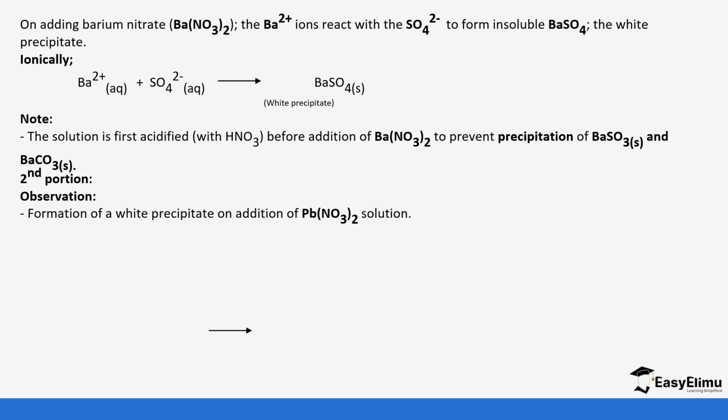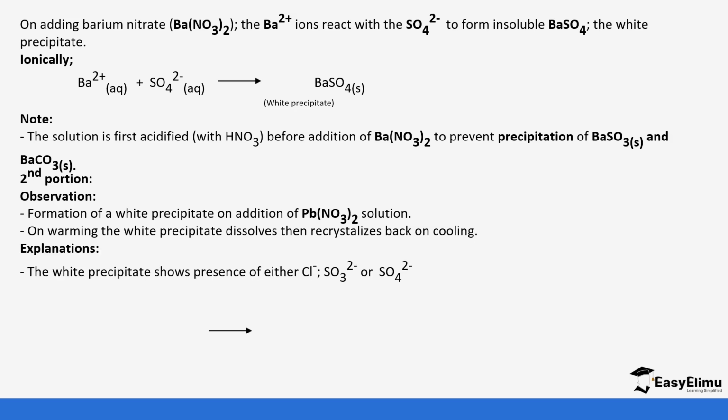And then to the second portion, remember we added the lead nitrate. We warmed the mixture and the white precipitate dissolves and then recrystallizes on cooling. First of all, the white precipitate shows the presence of chloride, sulfate, or sulfite. Remember, this one we did not acidify. Make sure you are noting that part. If you use acidified barium nitrate or acidified barium chloride, we are eliminating the presence of sulfite and carbonate because those would definitely dissolve.